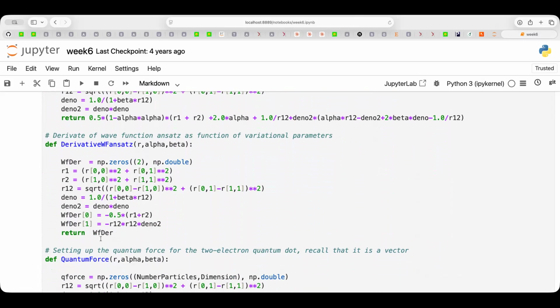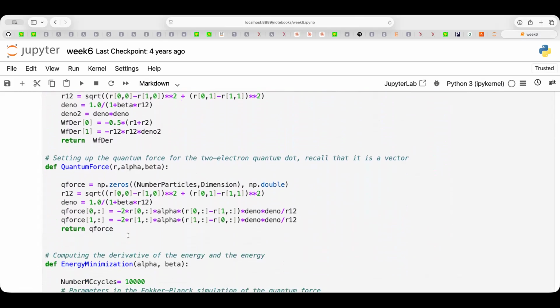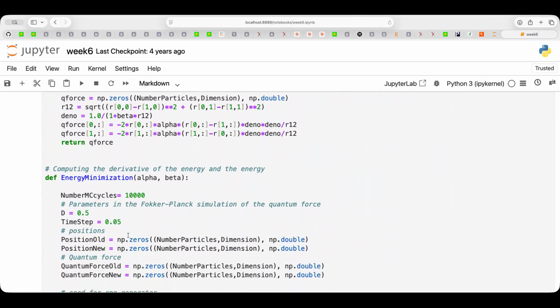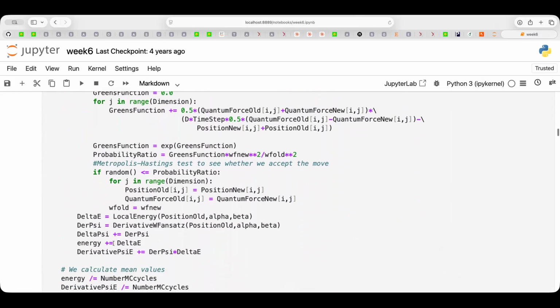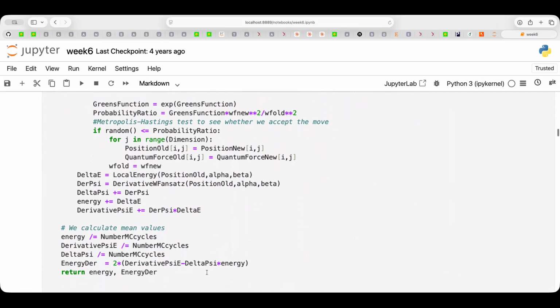Then I have importance sampling, and importance sampling is as before. I calculate the quantum force. And then here comes the energy minimization part. So this is where I calculate the derivatives. This program here actually also calculates the energy. So it does not only return the derivatives of the energy. So psi e, this is the derivative of the energy, which we are adding up, but it returns also the energy as expectation values, as you can see here. We are coming back to this after the break.